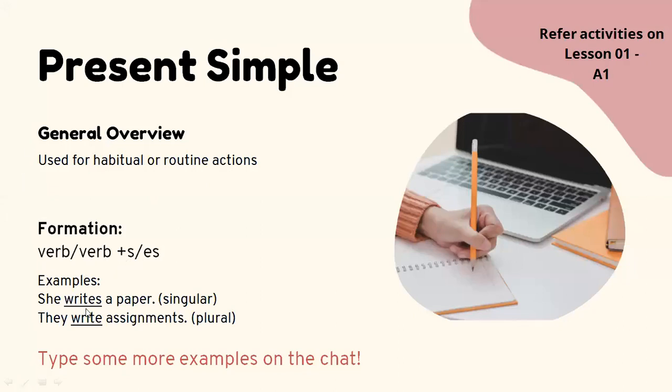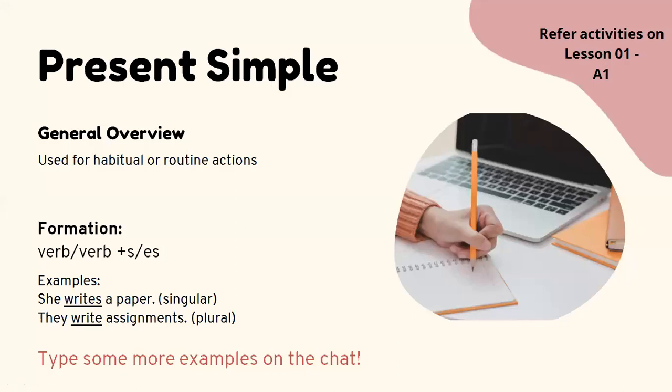Now look at the example here, okay? She writes a paper. Now she is singular, so we are adding S, right? At the end of the verb, as in she writes a paper, singular form. And the other one, they write assignments. Now this is plural form. They write. Now here the verb did not change, right? So keep in mind, sometimes when it comes to simple present tense form, not all the verbs will change. Sometimes it will remain the same.